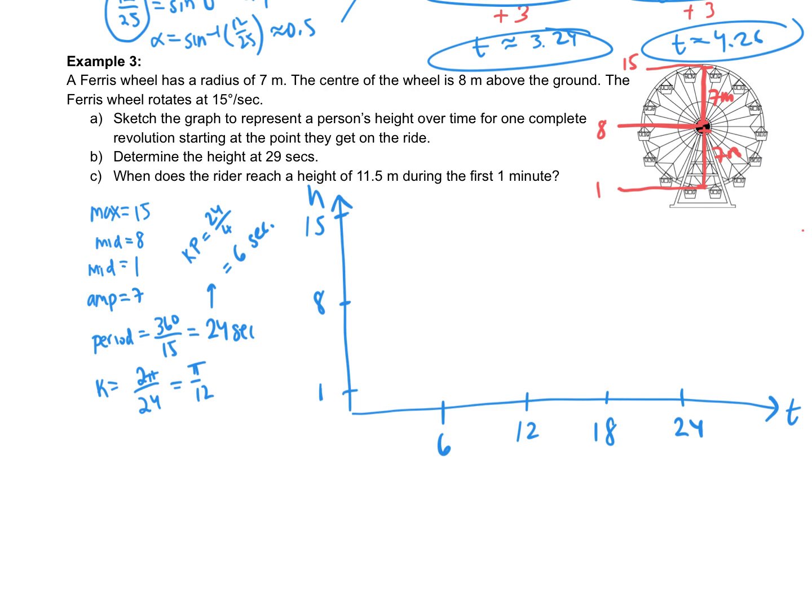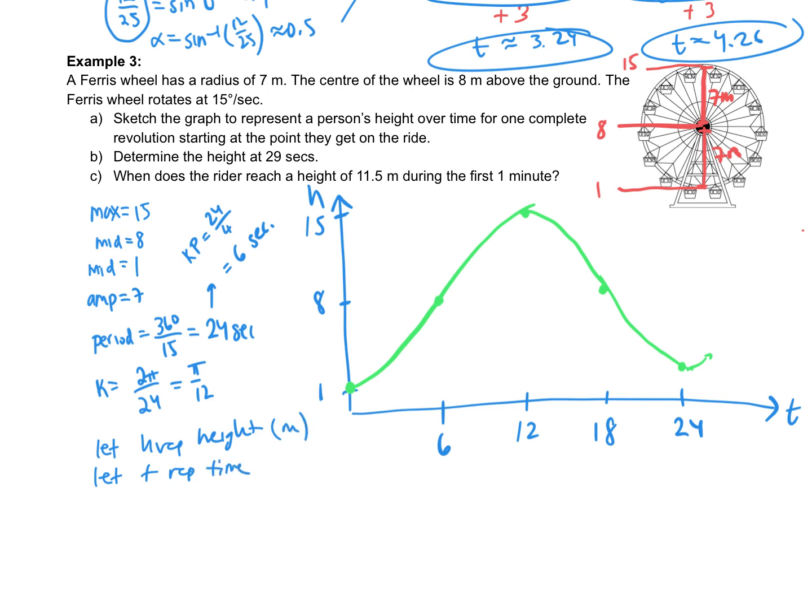And the person gets onto the ride at the lowest point, and every 6 seconds we switch lines. And there we are. There's the first revolution, and that can keep going. Okay, so let's write our let statements. Let h represent height. Let t represent time. Height is in meters, time is in seconds.